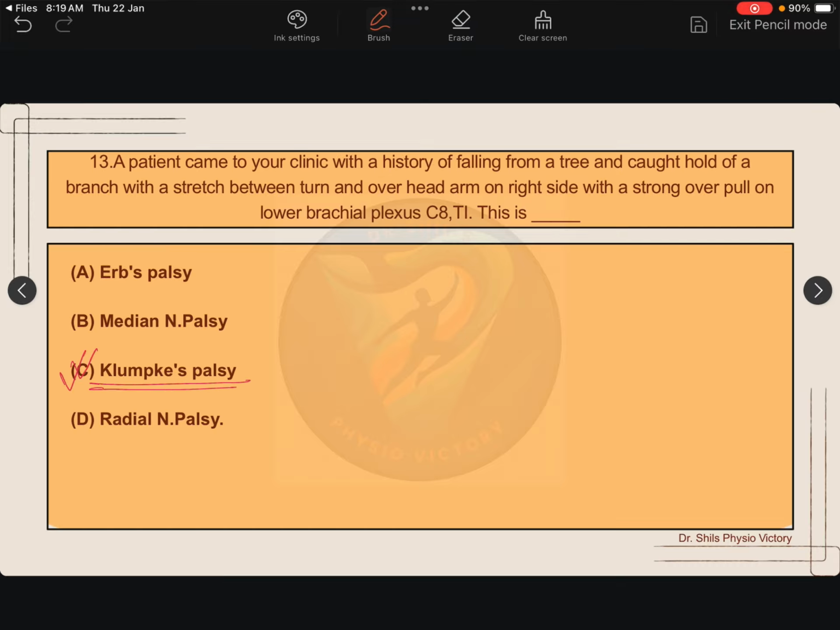Klumpke's palsy is due to sudden upward traction on arm or lower trunk involvement. Erb's palsy involves the upper trunk C5 to C6. Median nerve palsy involves wrist and finger, and radial nerve palsy leads to wrist drop.